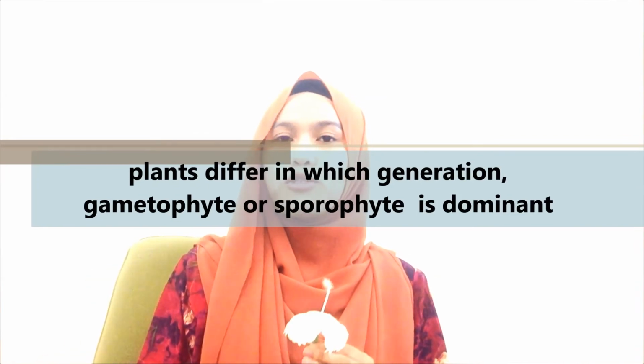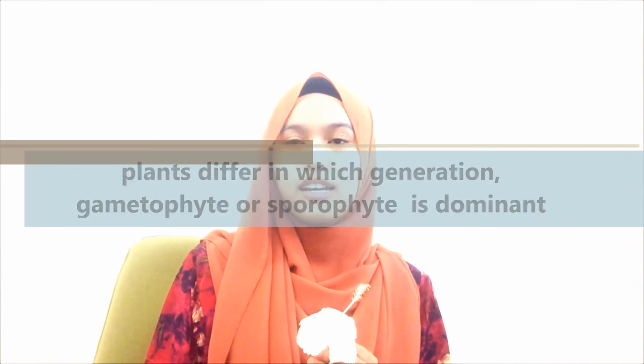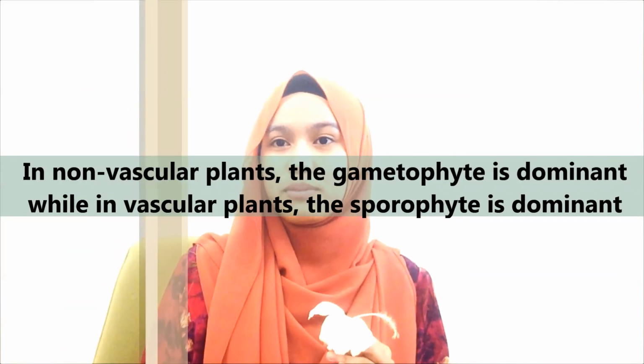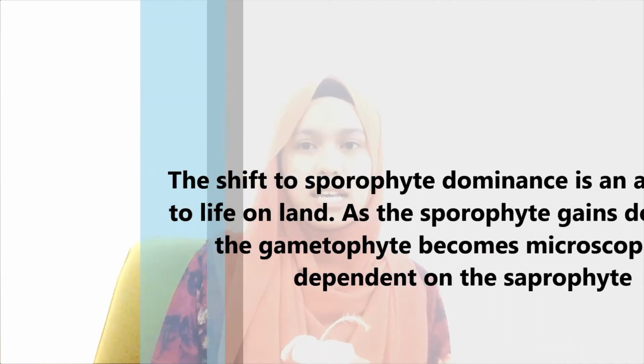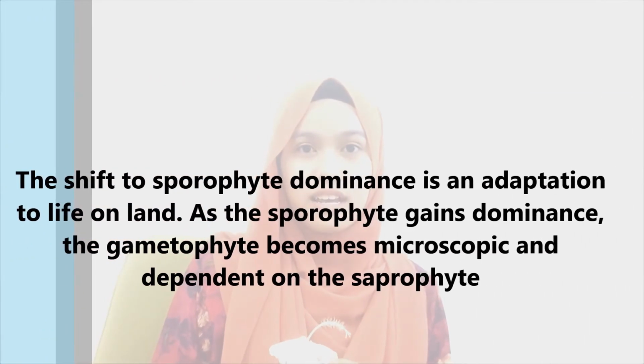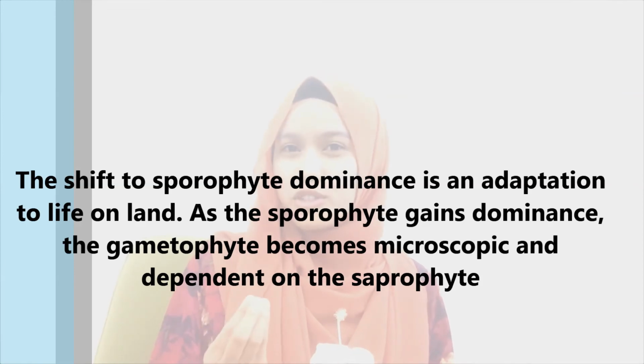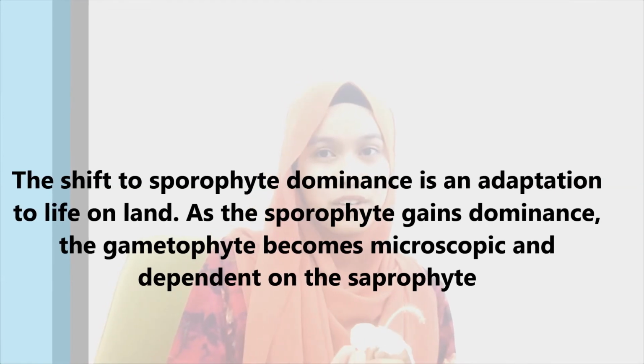So the summary of this topic is that plants differ in which generation, gametophyte or sporophyte, is dominant. In non-vascular plants, the gametophyte is dominant, while in vascular plants, the sporophyte is dominant. The shift to sporophyte dominance is an adaptation to life on land. As the sporophyte gains dominance, the gametophyte becomes microscopic and dependent on the sporophyte.